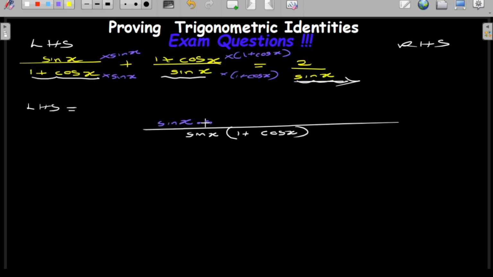So what we're going to do here, we are going to say sine x times sine x, right? Because the denominator of the other fraction is sine x, and we will put in the brackets 1 plus cos x, right? And we multiply it by the denominator of the other fraction, which is 1 plus cos x, right?